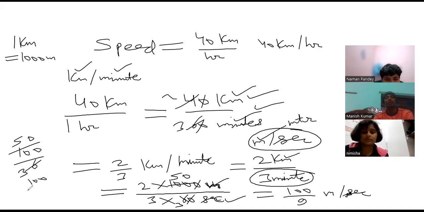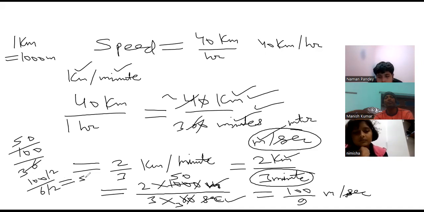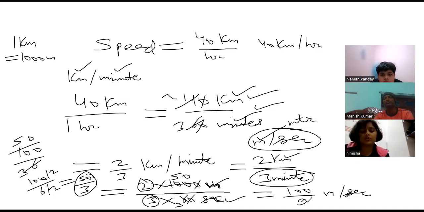Or you can do like this: 100 by 6, 100 divided by 2 and 6 divided by 2. Can you do like this? What is 100 by 2? 100 by 2 is 50 and 6 by 2 is 3. Then you can get 50 by 3 and 3 and 1 2 is here also and 1 3 is here also. So 50 into 2 is 100, 3 into 3 is 9. Understood? Okay. Naman understood?